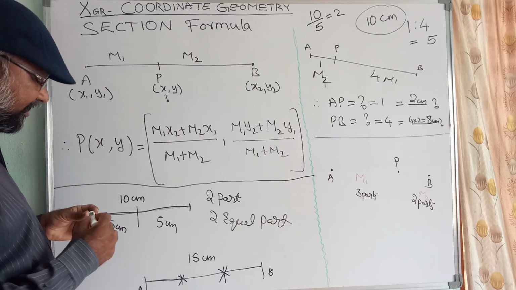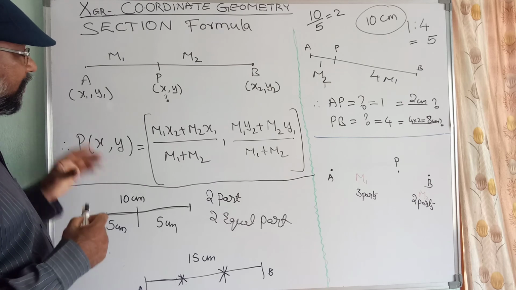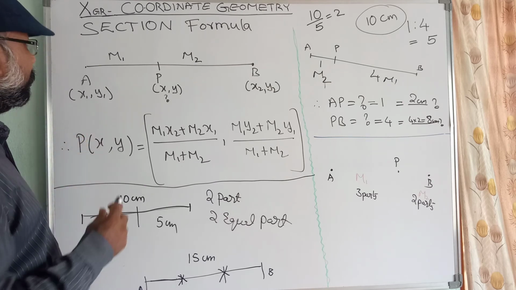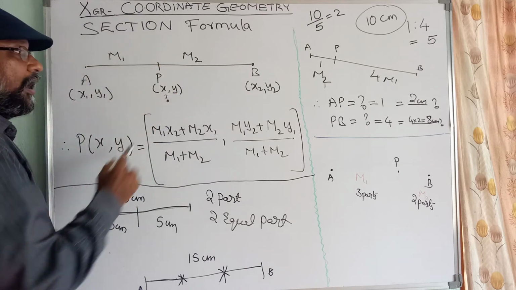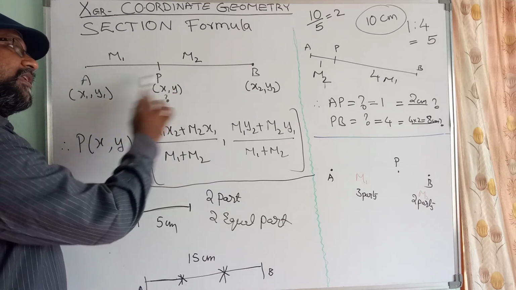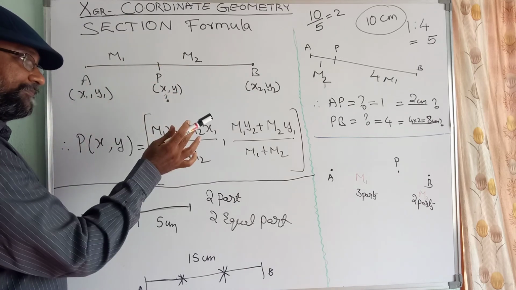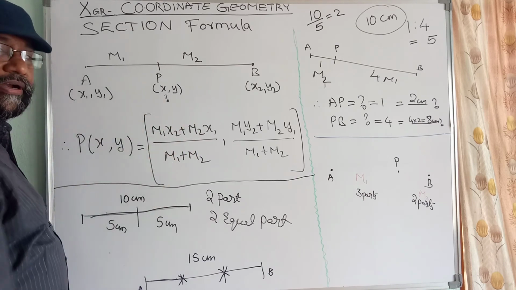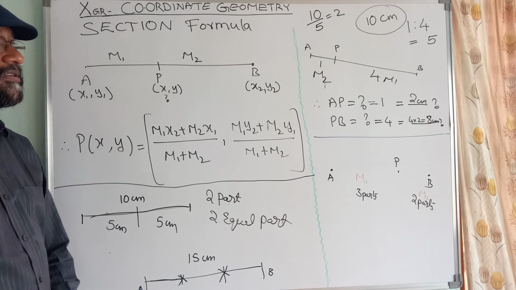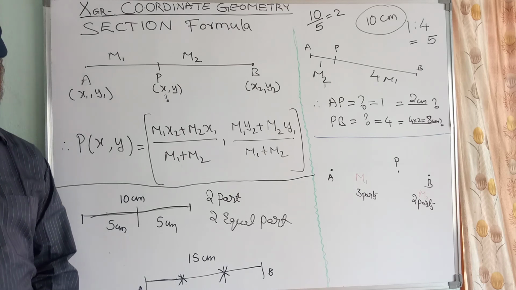So basically you have to concentrate on this ratio, how a point divides the given line into two parts in the ratio, and how to write it. Please note it down and practice. We will start the next exercise. Thank you.